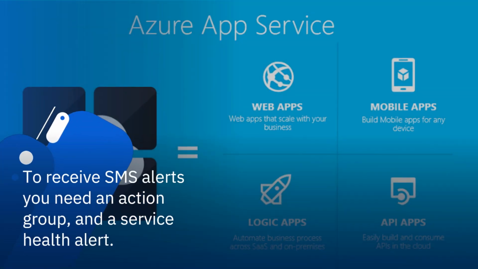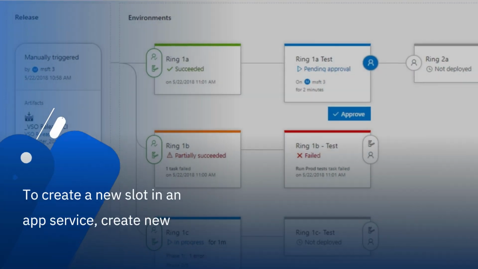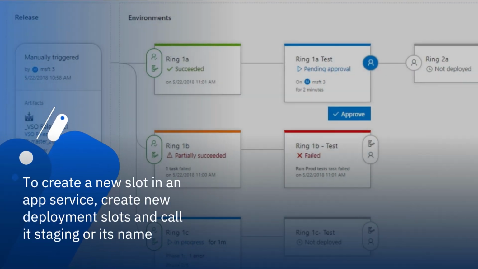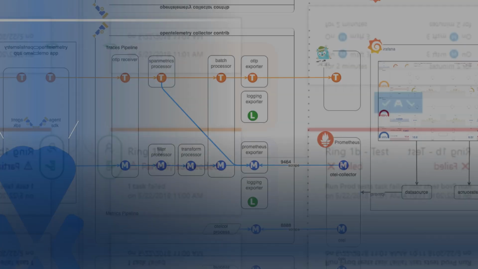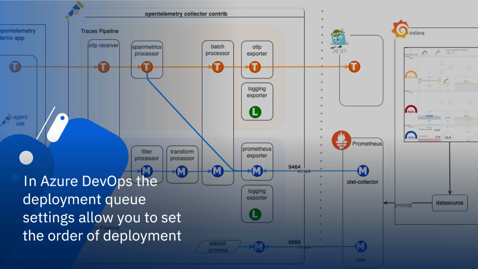To receive SMS alerts, you need an action group and a service health alert. To create a new slot in an App Service, create new deployment slots and call it staging or another name. In Azure DevOps, the deployment queue settings allow you to set the order of deployment.